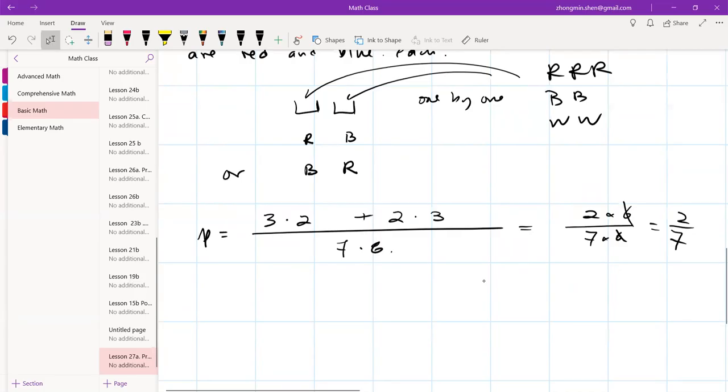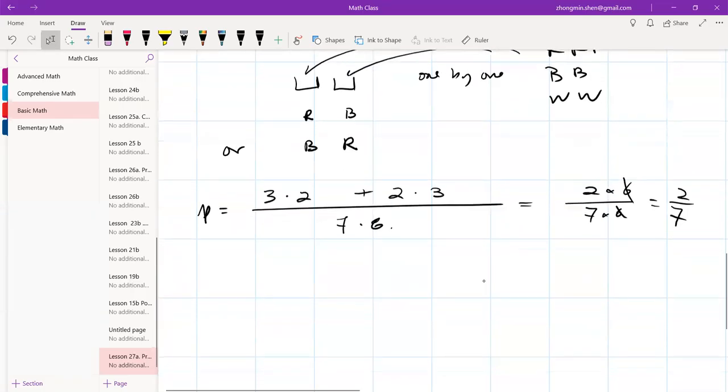There are many questions on this problem. You can select two chips one by one. Like, what is the probability that the second one is red? This is more complicated. What is the probability that none of them is red? Okay, so let's do the next problem.